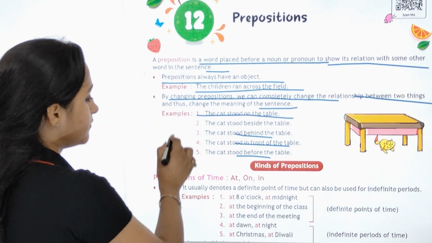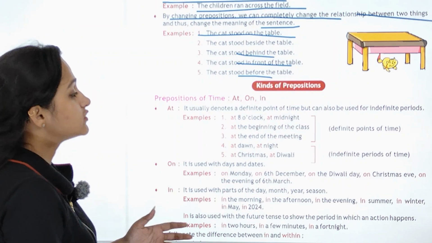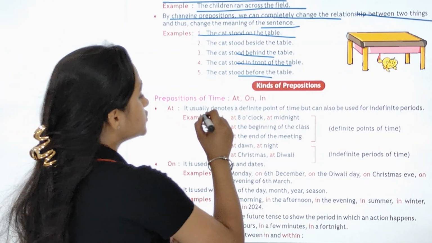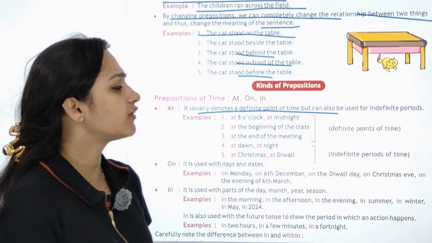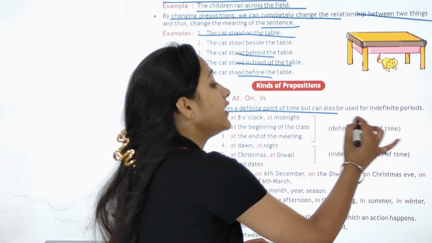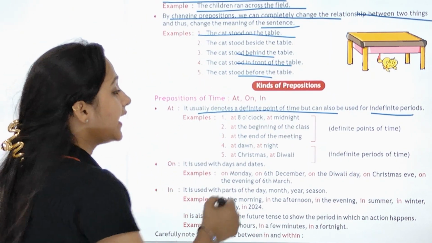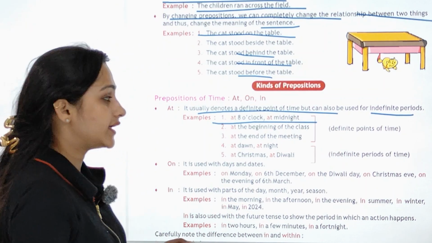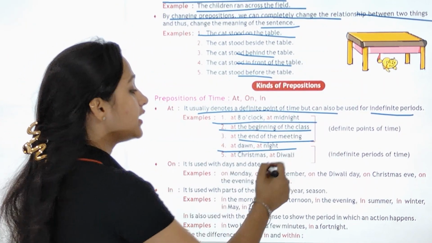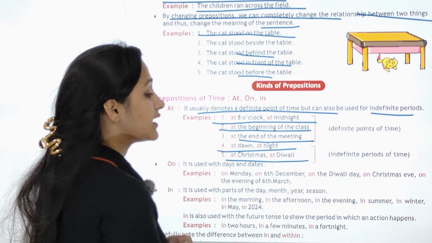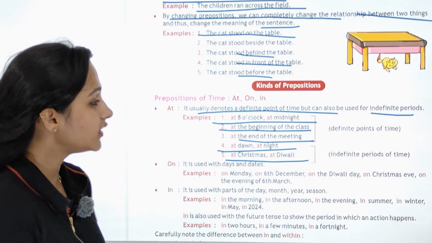Like prepositions of time. At, on, in. So at कहाँ use होता है? It usually denotes a definite point of time. Usually क्या denote करता है? Definite point of time denote करता है, but can also be used for indefinite periods. और हम indefinite periods के लिए भी use कर सकते हैं. Like at 8 o'clock, at midnight, at the beginning of the class, at the end of the meeting, at dawn, at night, at Christmas, at Diwali. एक definite points of time के लिए भी use करते हैं और indefinite period of time के लिए भी use करते हैं.